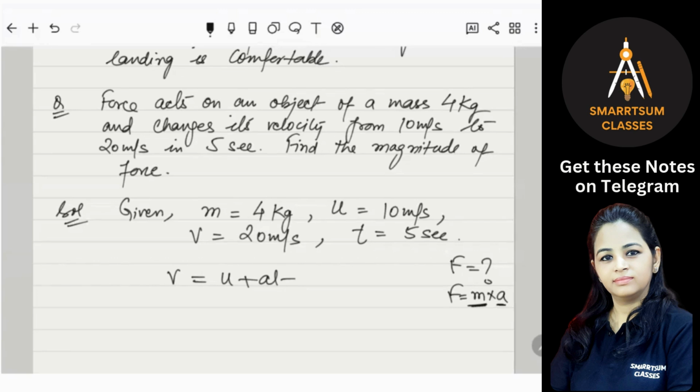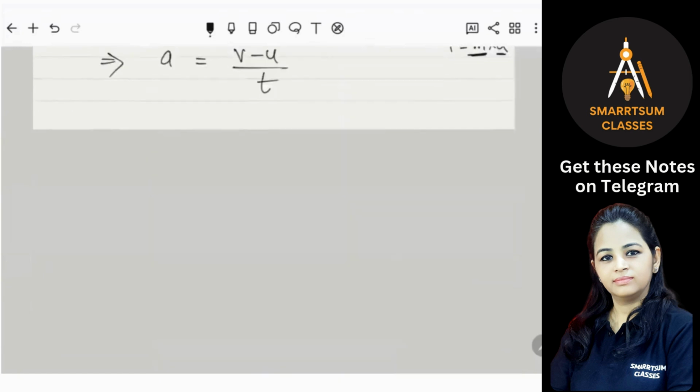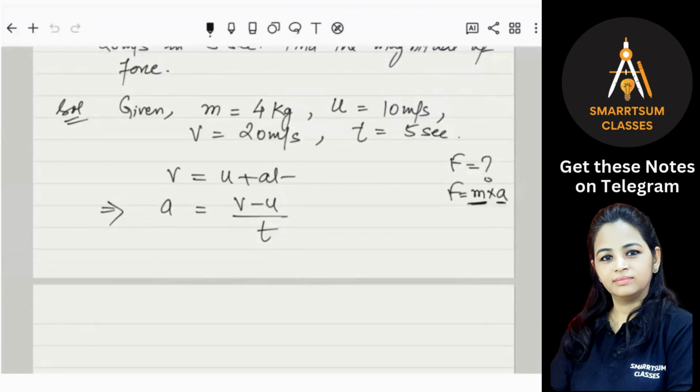And how will we find the acceleration? As acceleration is v minus u upon t, right? Now v is also given, u is also given, t is also given. So put the values here. V is 20 meter per second, u is 10 meter per second, upon time, that is 5. So this is how you will get acceleration, which is 2 meter per second square.